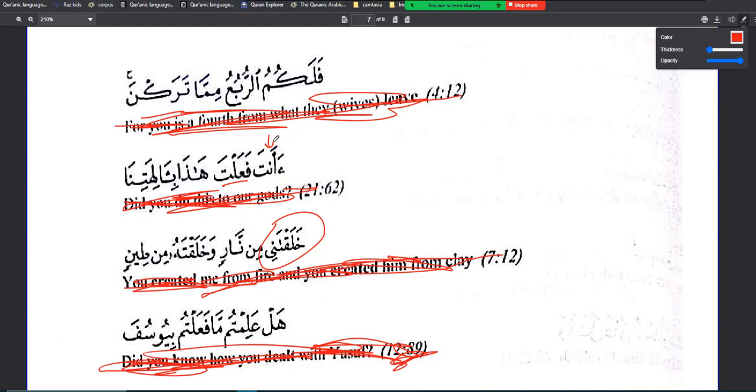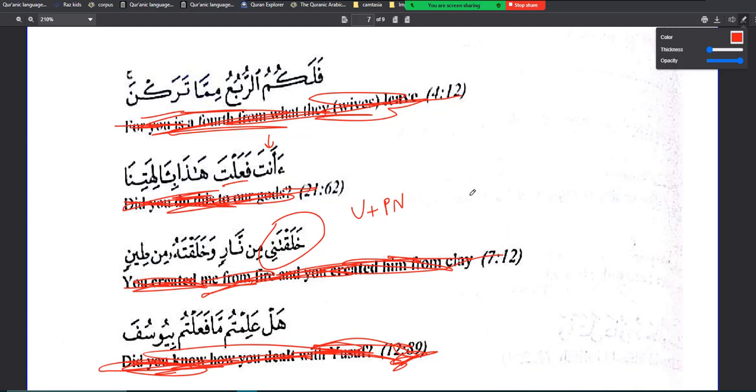Okay. And then khalaqatani. What is this? Remember, we learned about the attached pronoun with verbs. Remember this? Khalaqahu, khalaqahuma, khalaqahum, right? Khalaqahum. Yes.